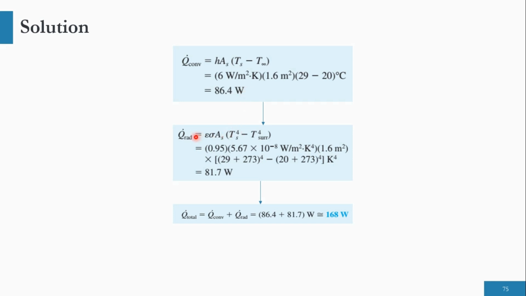While for radiation, again the same formula, emissivity is 0.95. The Stefan-Boltzmann constant is 5.67 times 10 raised to the power minus 8. The exposed surface area is 1.6. The outer body surface temperature is 29. The surrounding temperature is 20. Again, converting them into absolute values by adding 273. So we get the radiation heat transfer as 81.7 watt. And then adding these two to get the total rate of heat transfer in the system, that comes out to be 168 watts.